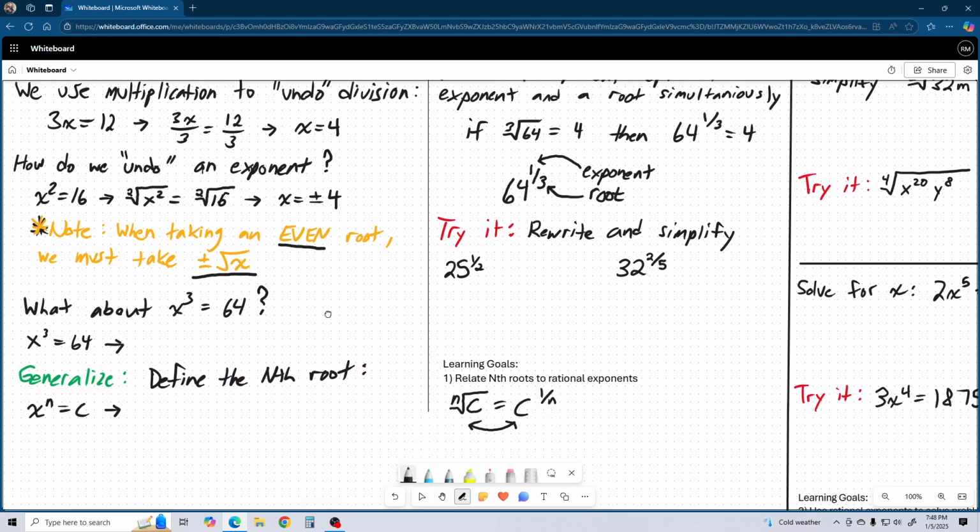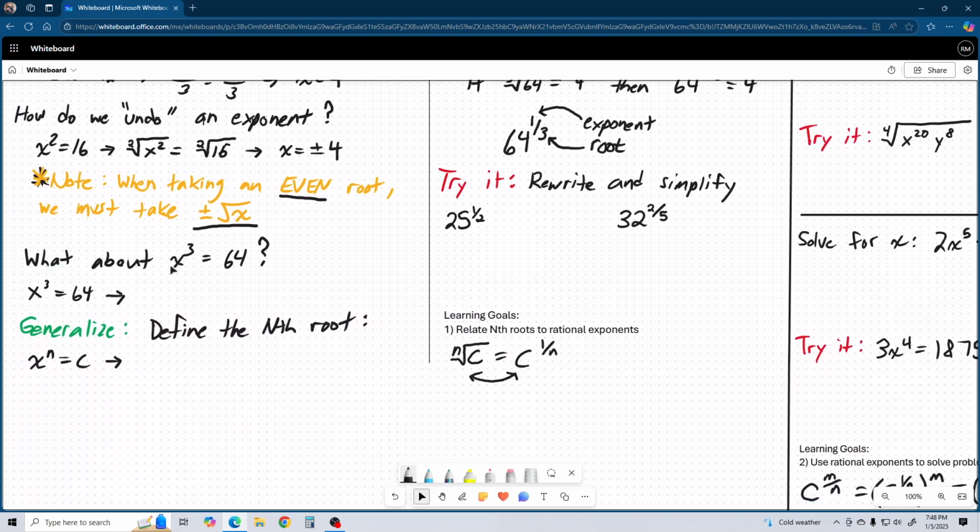So what happens if we have x to the third equals 64? Just like before, when we had x squared equals 16, essentially we're asking ourselves what times itself equals 64. If we look at this problem and do what we did before, here we have x squared equals 16, and we took the square root of both sides. Well, here we have x cubed equals 64.